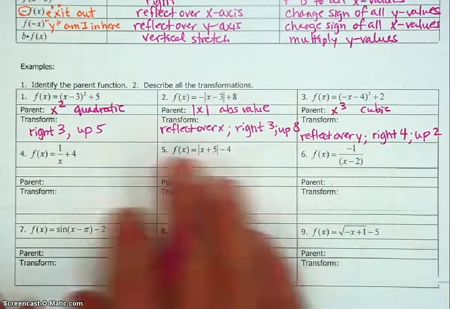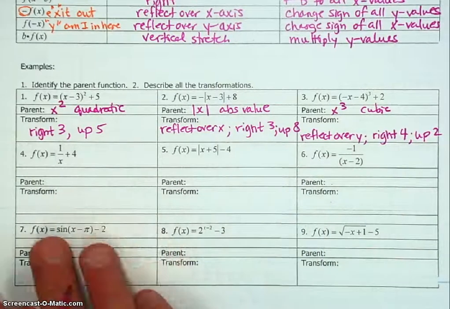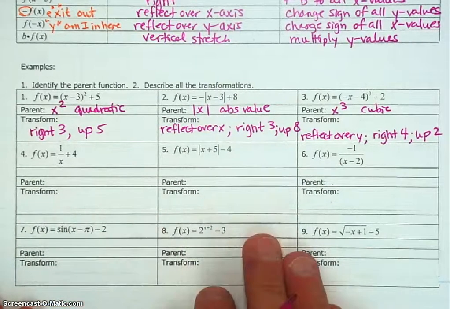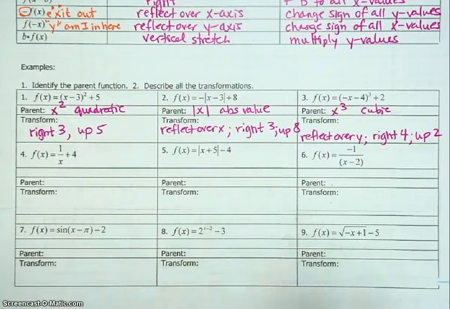So hopefully you kind of got those down a little bit. I'll look at 4 through 9 tomorrow. We'll go over those at the beginning of class, and then I'll let you work some more transformations.